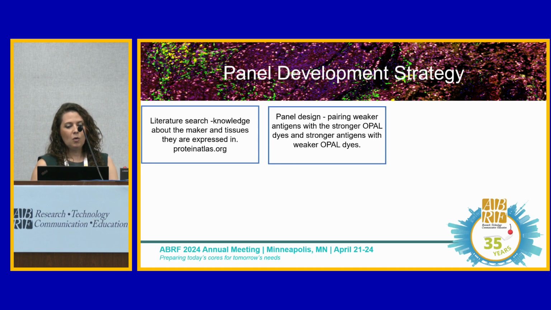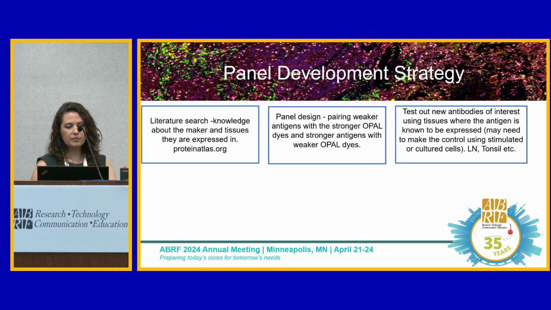So what my strategy is, I like to pair weaker antigens, or antigens that I know will be weakly expressed in these tissues, with stronger Opal dyes. And if I know that the antigen is going to be strongly expressed in my tissue, I would then pair it with a weaker Opal dye because then that would save time on titrations down the road.